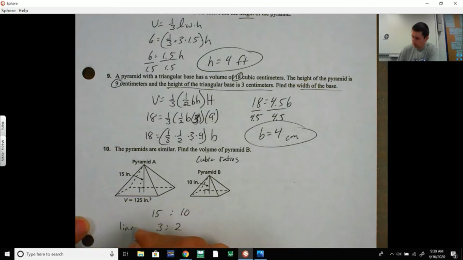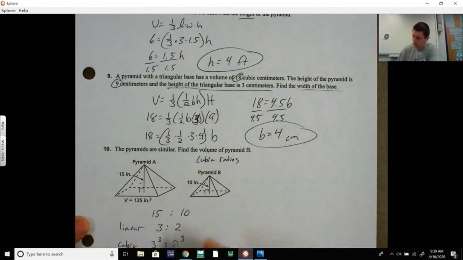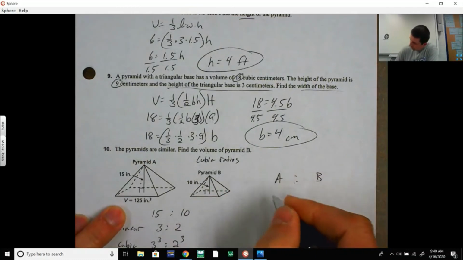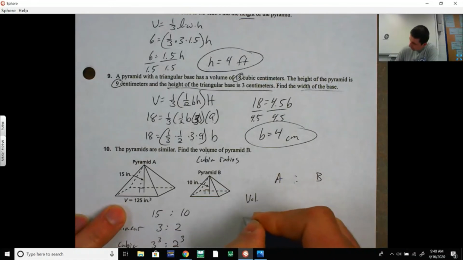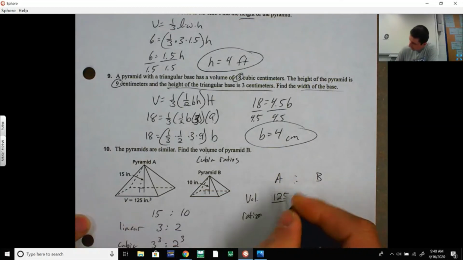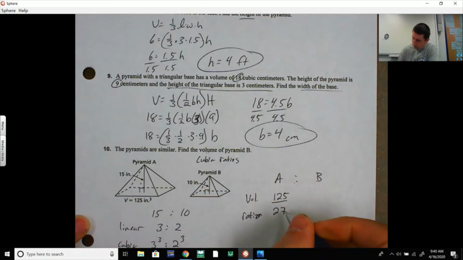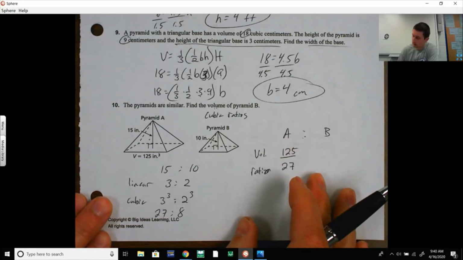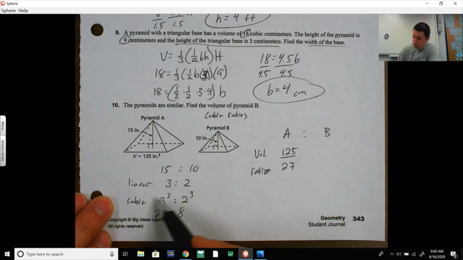So this is the linear relationship. We want the cubic one, so we're going to say 3 cubed. For every 3 cubic feet on this side, we're going to have 2 cubic feet on that side, which would be 27 to 8. So let's set up a proportion, like we did last time. My volume is 125, and that ratio is 27. Apologize, you're probably not seeing that. The linear was 3 to 2, so the ratio of the volume would be 3 cubed to 2 cubed. So it's 27 to 8.